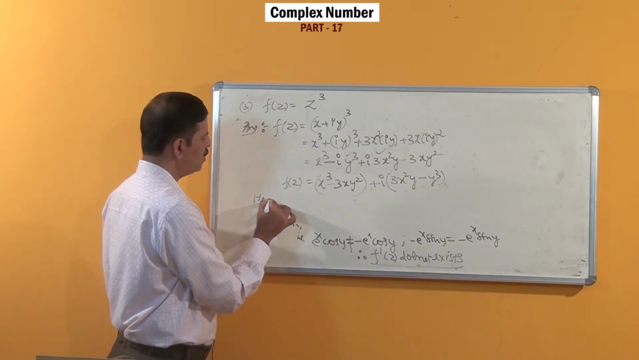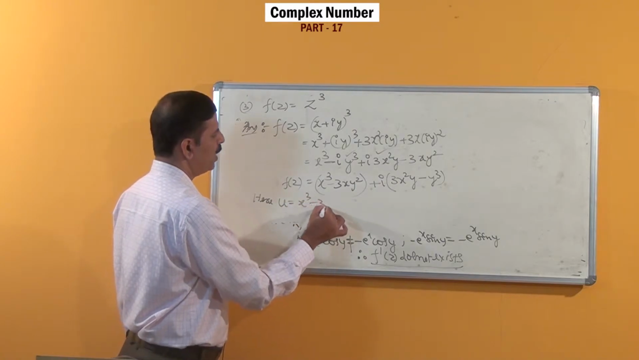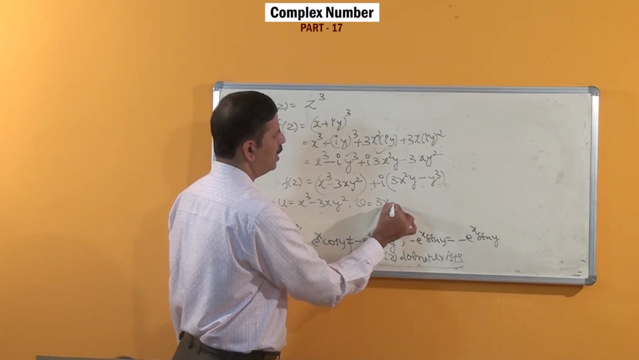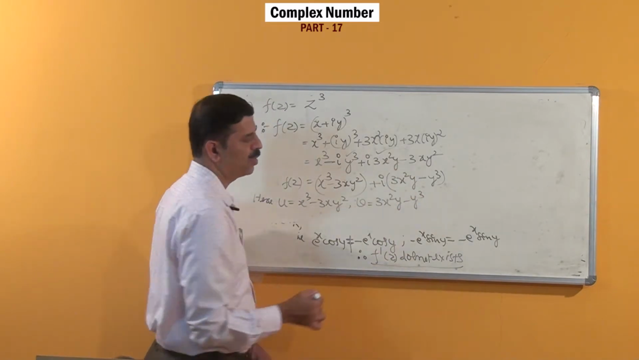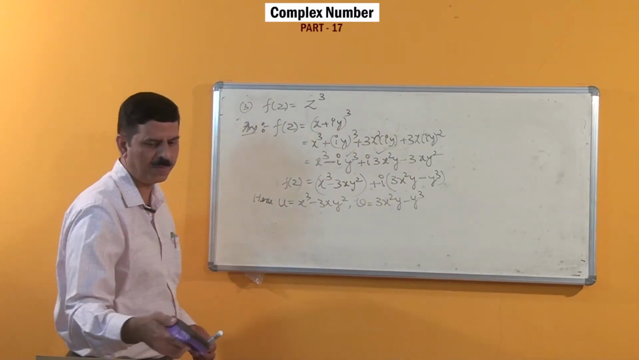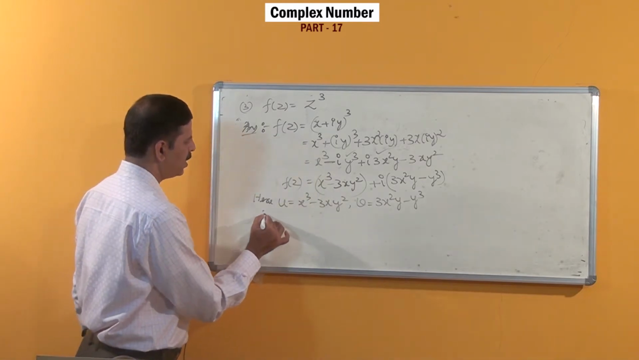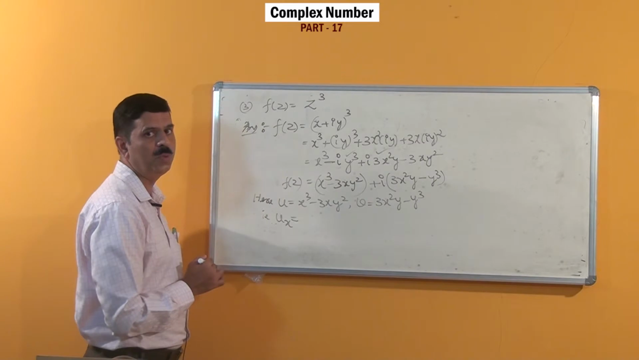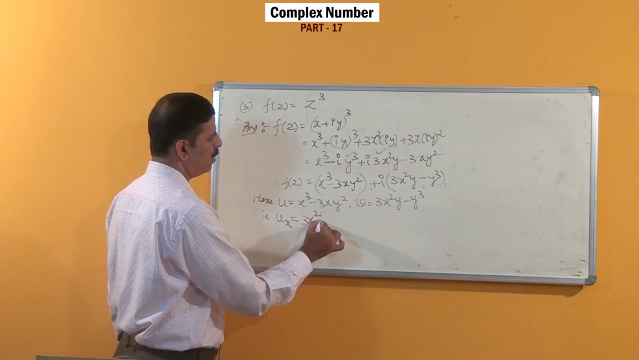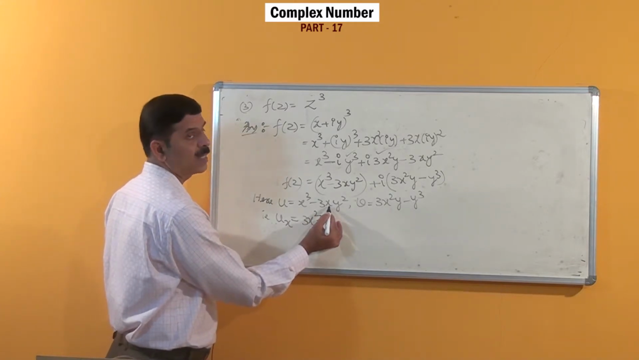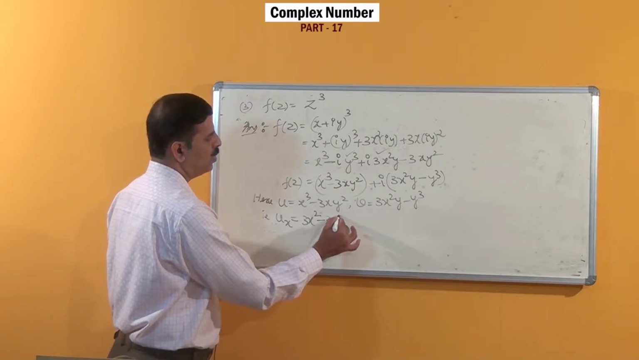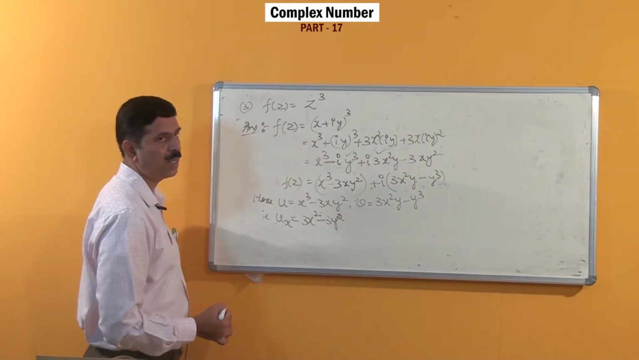Now, what is u? u is x cube minus 3xy square, and v is equal to 3x square y minus y cube. We have taken that. Now you have to verify the CR equations. Partially differentiate u with respect to x, the usual idea: 3x square minus, with respect to x the derivative is 1, and the remaining term is constant, so treating it as constant, 3y square.